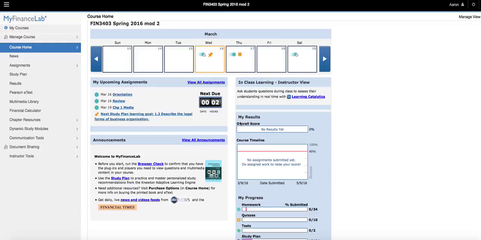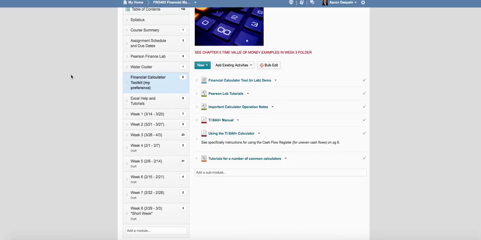In this video, I want to introduce you to the cash flow register function in your financial calculator. If you look at the My Courses content, table of content, you'll notice that in the financial calculator toolkit, there are a number of different manuals and tutorials for your Texas Instruments BA2 Plus calculator, including this one here, which has some specific instructions on page 6 for entering cash flow register uneven cash flows.